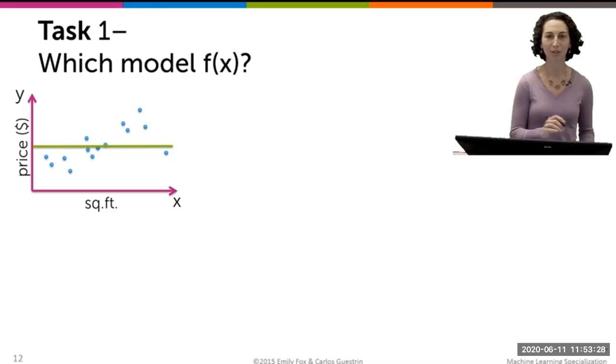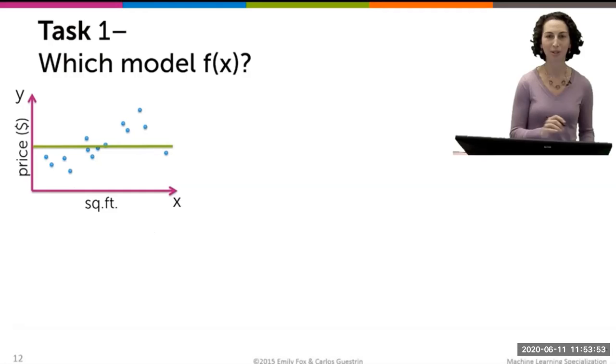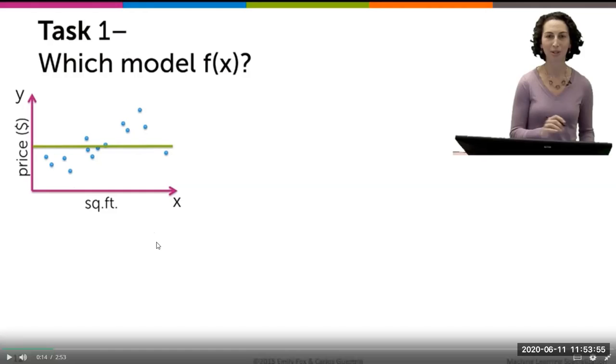It says no matter what the square foot, if the square foot is here, we're going to predict this price. But if the square foot is here, we're going to predict this price. This is the same price. So we're going to predict the same price no matter what the square foot. By the way, does that remind you of anything? Does that remind you of any algorithms we've studied?